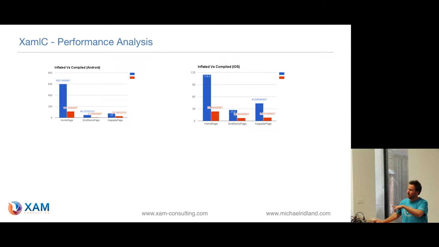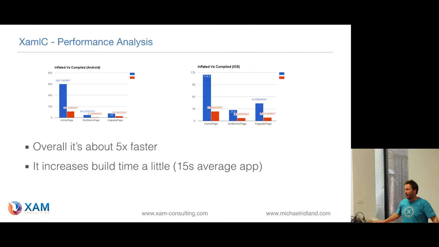So the performance analysis, is that 5 times faster? Depending on what you're doing. When you compile the XAML, it's about 5 times faster, and it adds about 15 seconds to the build time. We had a 40-page app, so 40 XAML files, and I went through and added XAML compilation across the whole thing. The performance was noticeably better on low-end devices, at the cost of the build time increase. But it's not that much anyway.